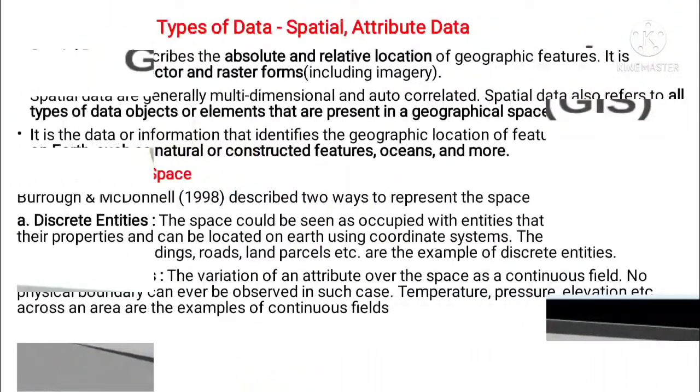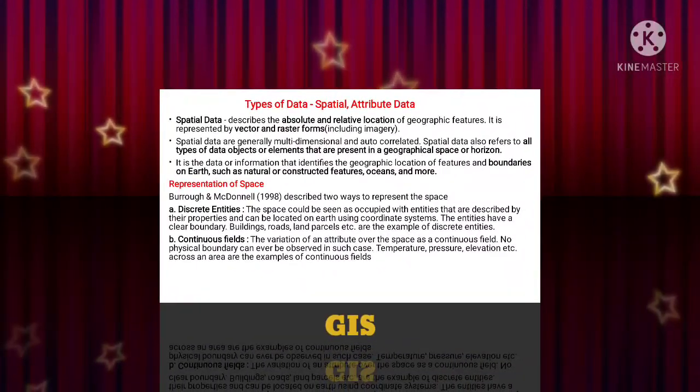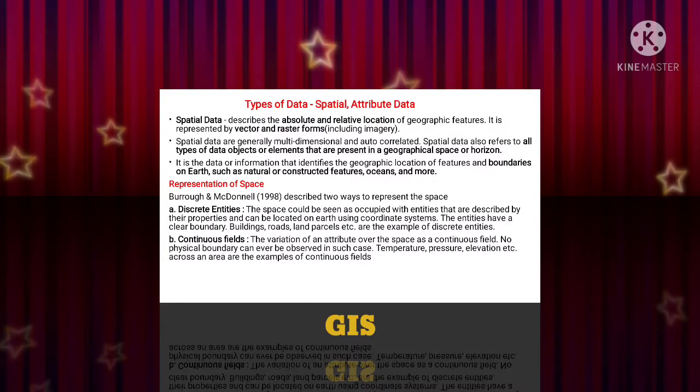Students, we are going to see types of data. There are two types of data: spatial data and attribute data. First, we are going to see spatial data. It describes the absolute and relative location of geographic features. It is represented in vector and raster forms.